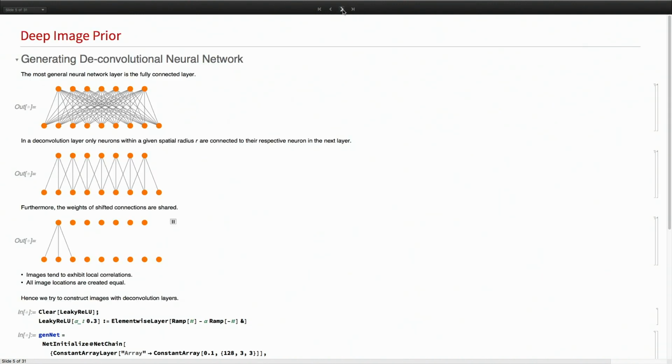All right, so the deep image prior. As I said, in statistics, when you tackle a new distribution, the a priori knowledge that you have about that distribution is called the prior. And it seems that convolutional neural nets have a kind of prior for natural images. And I'd quickly like to explain why that is.